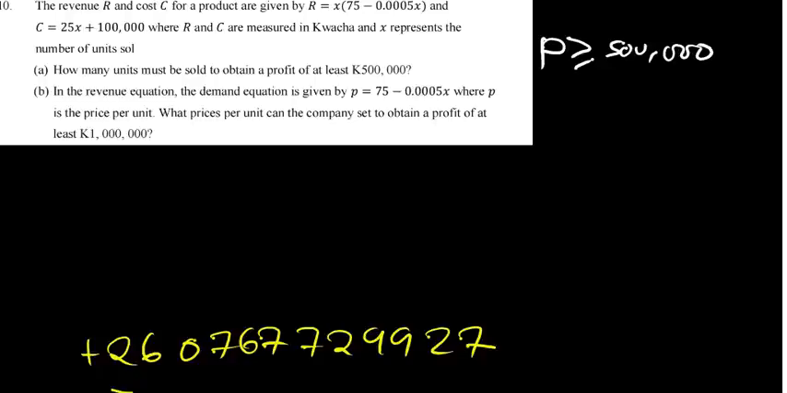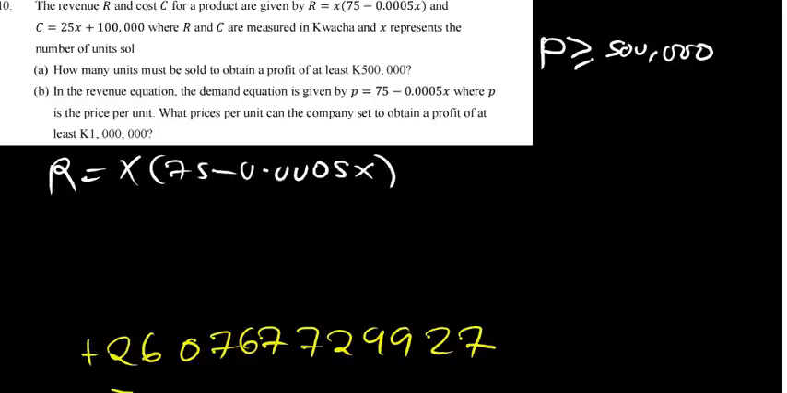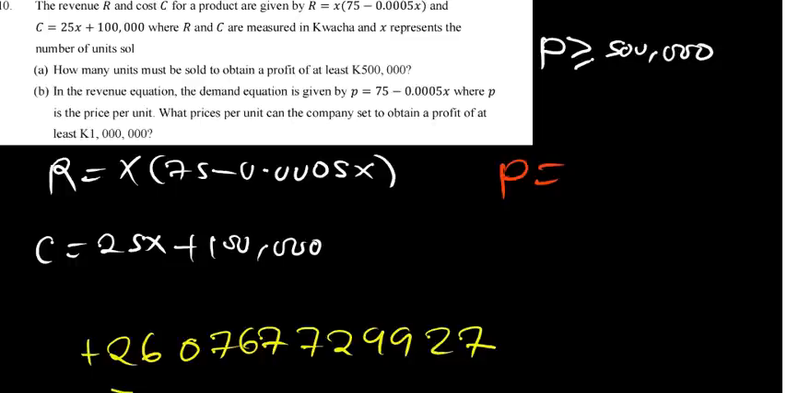We start now. We have got the revenue. The revenue, we have been told that it is X, 75 minus 0.0005X. And we have also been told that the cost is 25X plus 100,000. Now for me to get the profit, what am I supposed to do? I have the revenue and the cost, and I want to get the profit. What will be the formula? Exactly. The profit is the revenue minus the cost.